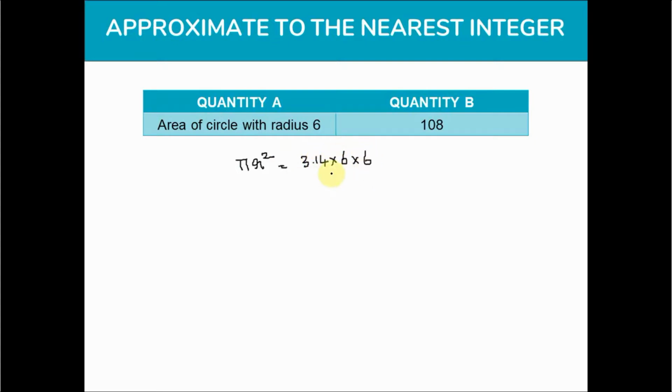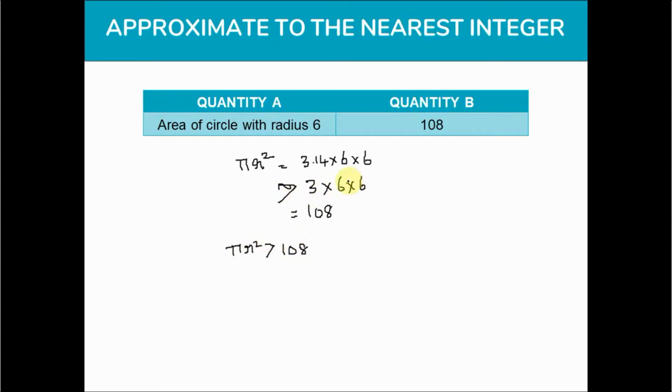Now, I am not going to sit and calculate it. I am going to approximate to the nearest integer. 3.14 is 3, times 6 times 6. That should be easy to calculate, right? 6 times 6 is 36. 36 times 3 is 108. So what have I done here? I approximated it to the nearest whole number. So you know that the actual value is greater than 3 into 6 into 6, which is equal to 108. So pi r square is greater than 108. The answer would be quantity A is greater.